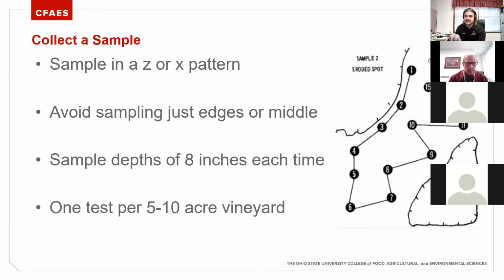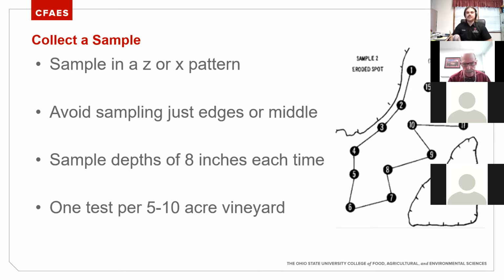For grapes, we recommend sampling at a depth of 8 inches. What I like to do is take my soil probe and either take a permanent marker or a piece of electrical tape and mark 8 inches, so I'm going down and hitting that 8-inch depth mark every time. We recommend taking 15 to 20 samples per test, and we recommend taking one test per 5-acre vineyard, all the way up to 10 acres. 10 acres would probably be your max for your vineyard size, as long as it's uniform.